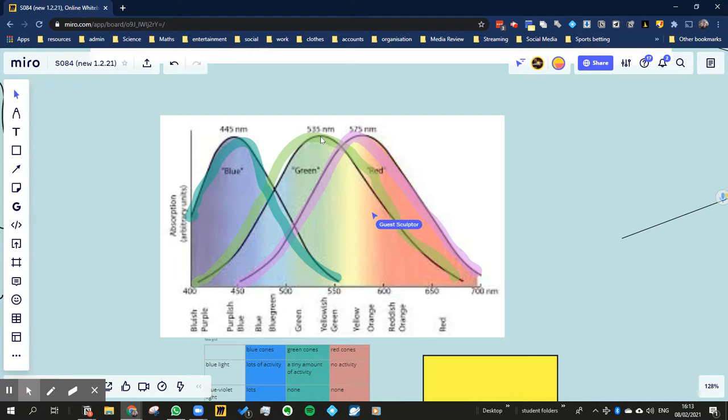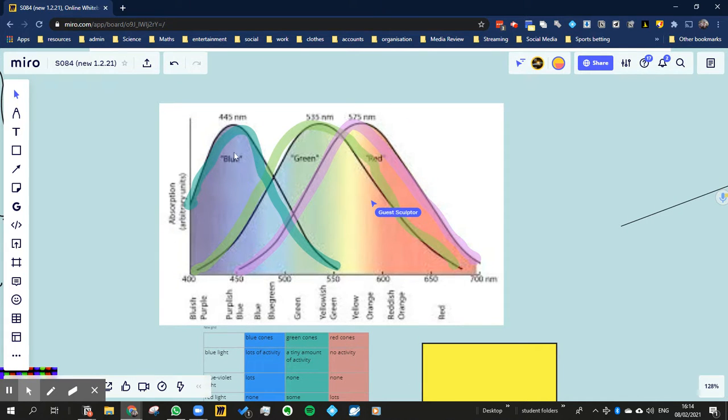And the same with this green one here. We call it the green cone. It's really good at detecting a wavelength that looks like 535, and red 575. So obviously it's called a blue cone, a green cone, and a red cone because 445 nanometers is blue, 535 nanometers is green, and 575 nanometers, well, according to this, it's just not quite red, but getting on for red. So you could call it an orange cone, really.